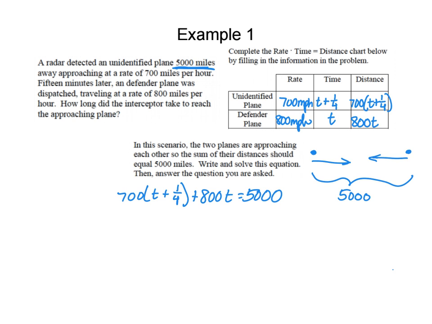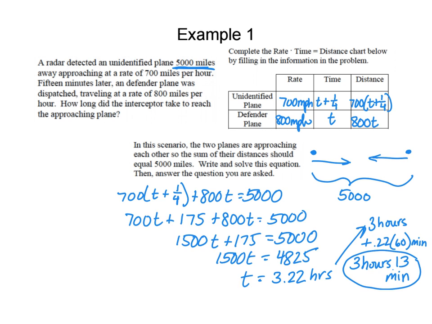So now at this point, what's left is to solve for t. I'd like you to press pause on your video, solve it, and then press play again so that you can check your answers. Here's the answer that you should have gotten. So 700, I distributed inside and got this line. Then I combined my like terms, and then I subtracted 175 from both sides, and then I divided both sides by 1500.